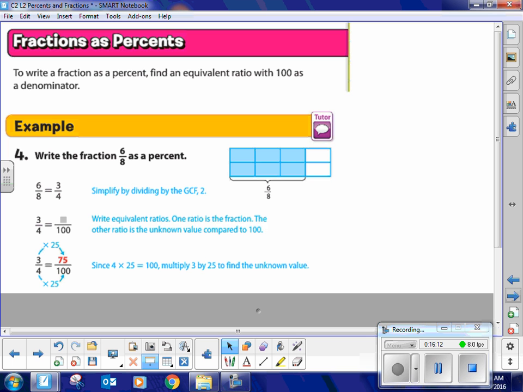They go, look, we can change 4 into 100 by multiplying it by 25. Whatever you do to one number, you do to the other. They multiply 4 by 25, so you must multiply 3 times 25. 3 times 25 is, ta-da, 75.